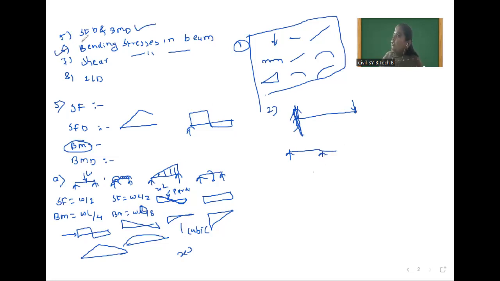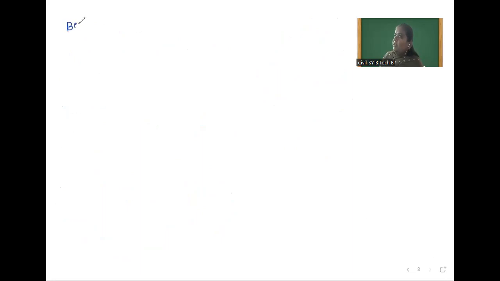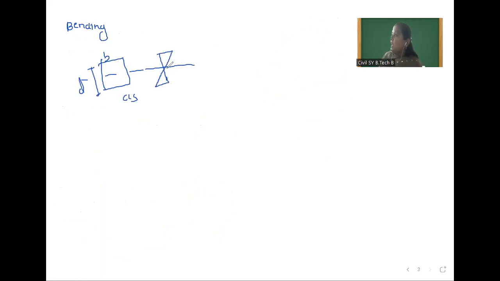After that we have studied unit number 6, that is bending stresses in beam. In that, first you have to remember, suppose this is the cross section of beam, here this is width and this is depth. So stress distribution diagram is likewise. At neutral axis bending stress is 0 and at top and bottom fiber bending stress is maximum. So remember this. After that we have derived one equation, that is flexure formula.